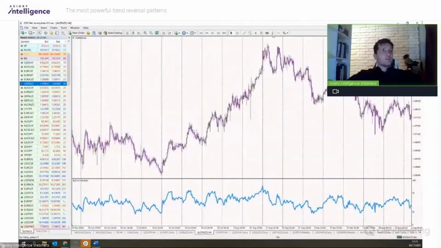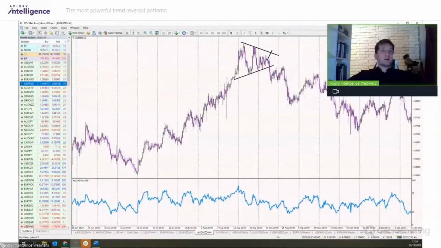What's that? That's a triangle. Price is going higher. Correction, higher correction, higher correction, higher correction. This is a triangle. It could result in both trend reversal or trend continuation. There was no trend continuation. Price broke the lower line of this pattern and went lower. Beautiful, perfect sell signal.